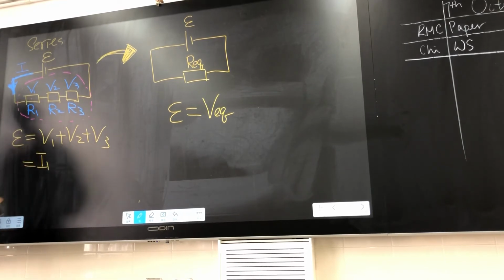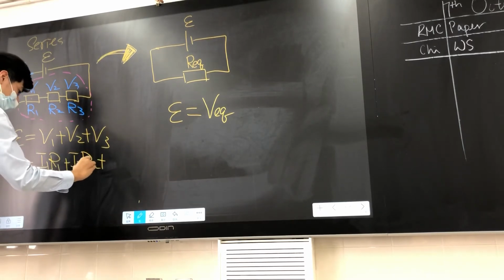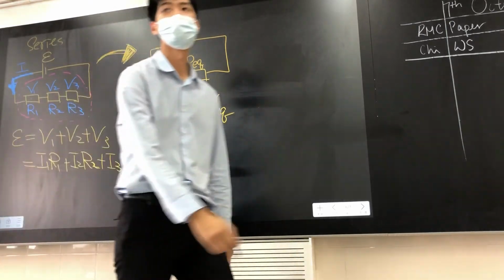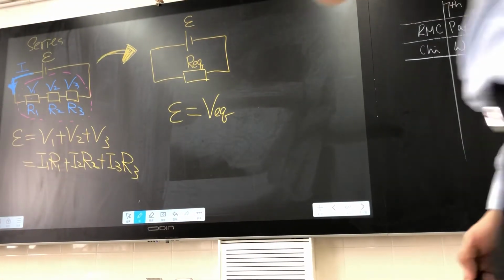So I1 R1 plus I2 R2 plus I3 R3. Are you okay with that?